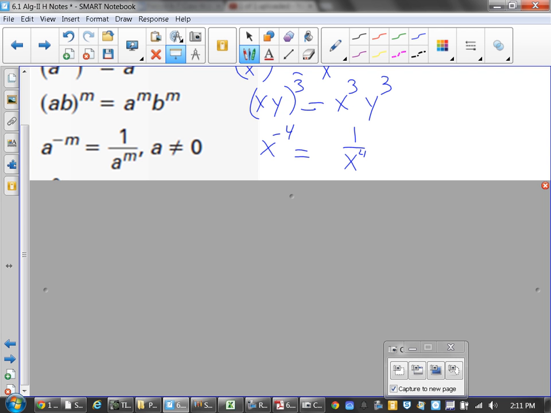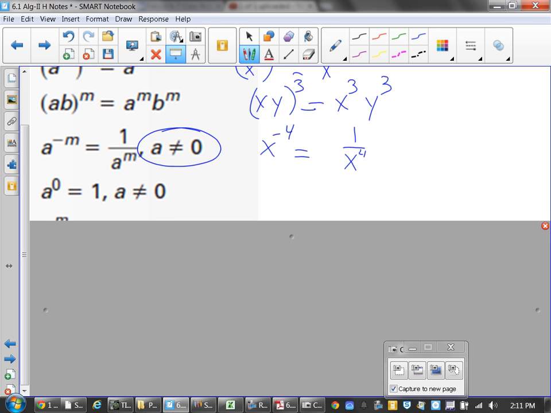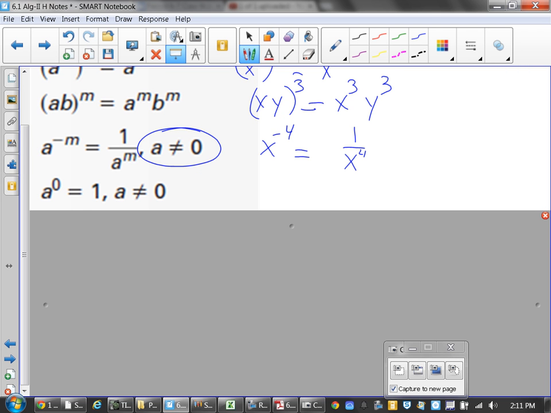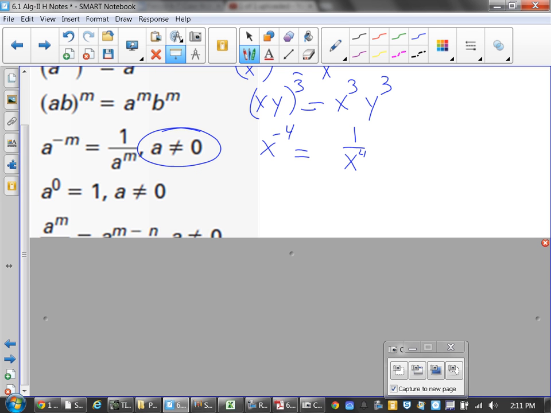Why does A not have to be 0? Can you divide by 0? That's right. The only reason they put this caveat in here is because you can't divide by 0. That's all. You see that all the time. Once again, anything that's raised to the 0 power is 1. They throw in the caveat that it can't be 0.